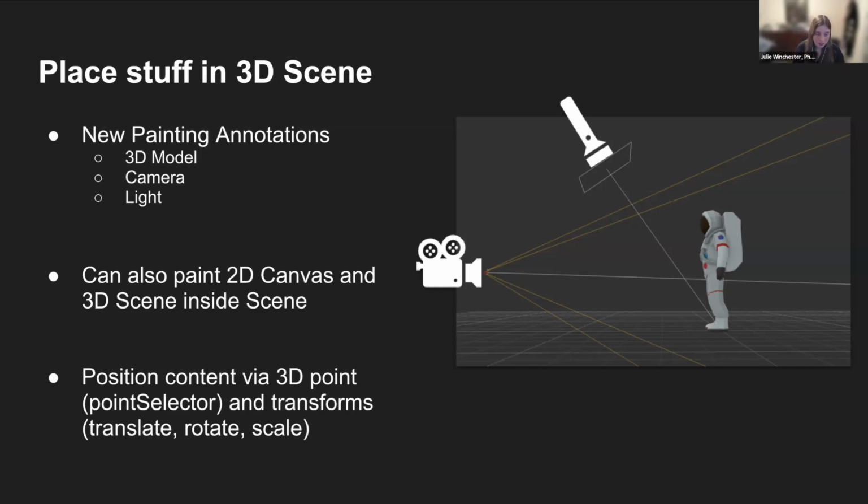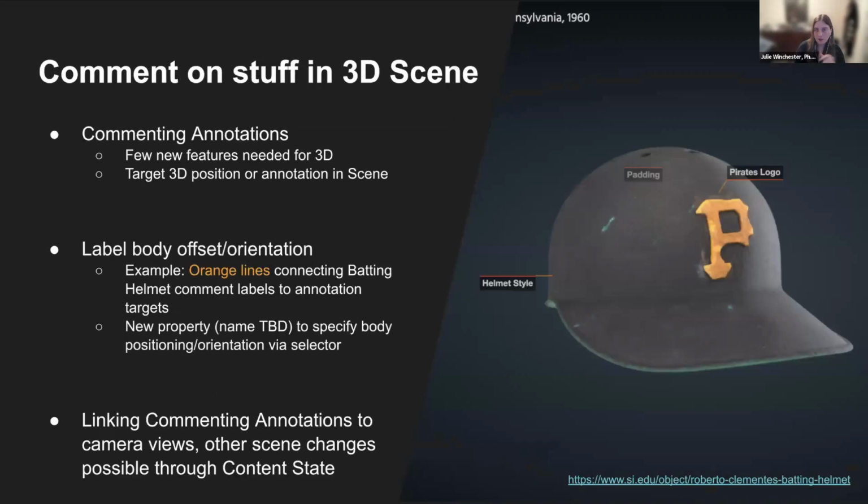And things that get painted into scenes, you can position them within the scene at any particular 3D point using a point selector. And you can also apply transforms, which again, if you've worked with 3D, you've probably heard of translate, rotate, or scale. So you can use these to modify how things are positioned in 3D as well. Okay, so I think this covers the basics of placing stuff in a 3D scene.